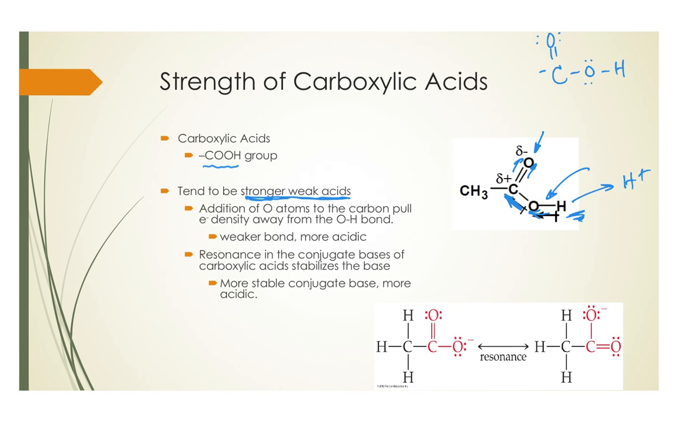The other thing that happens here is once you lose that, you end up with your conjugate base looking like this. Well, that is a structure that has resonance. That double bond can be here or over there. And as we learned earlier this year, when you have a resonance structure, that's more stable. And so as a result of that, you've created a more stable conjugate base, which then once again creates higher acidity.